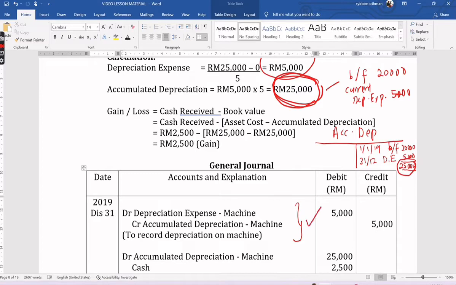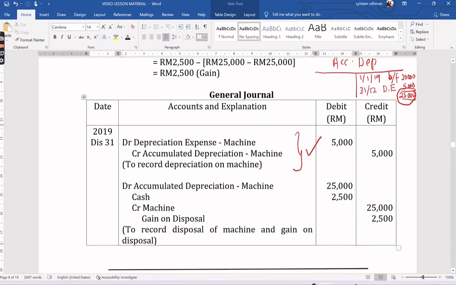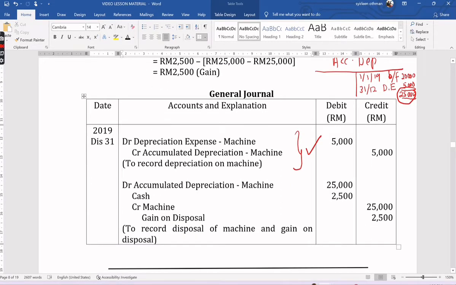Sebab tu kita perlu ada catatan ini. Okay, alright. So now I am disposing the asset. So bila kita dispose, dua basic thing that you need to close ialah satu, account asset, yang kedua ialah kontra dia, which is the accumulated depreciation. Okay, so I will have this entry.